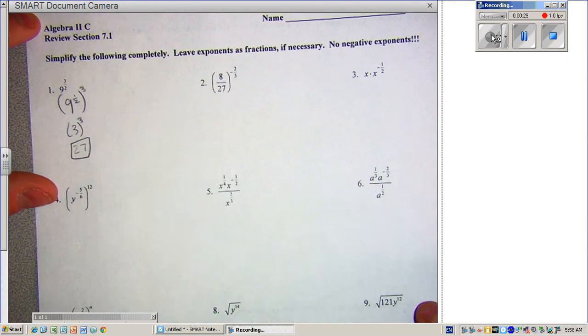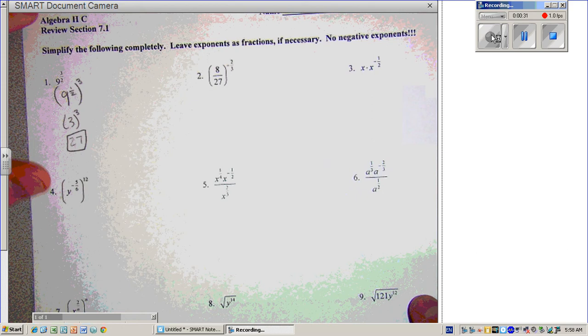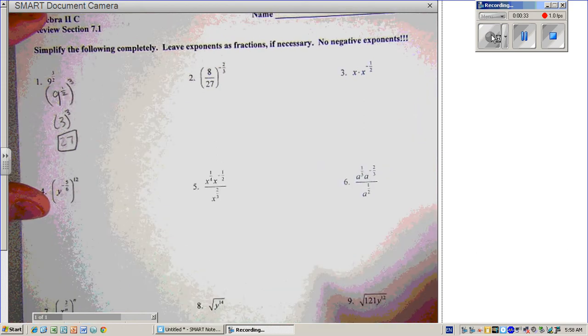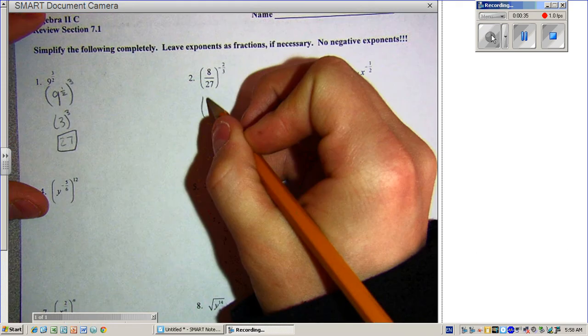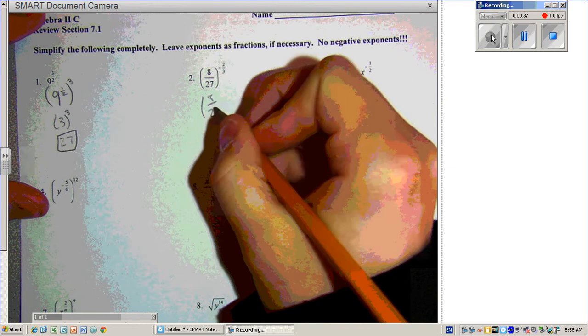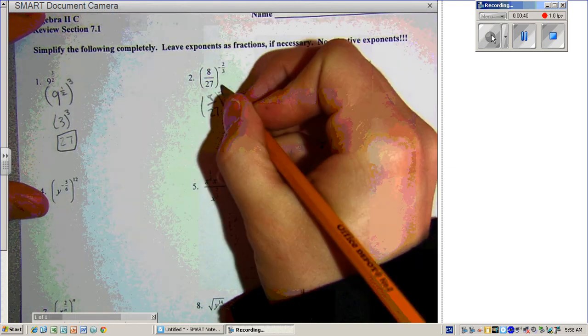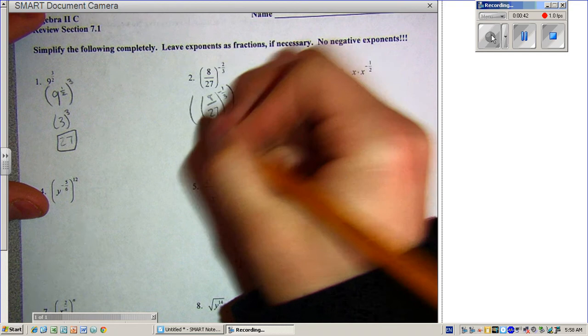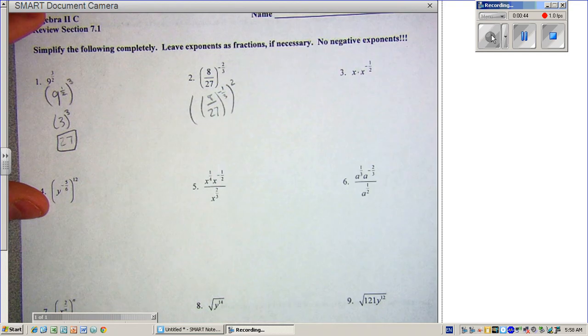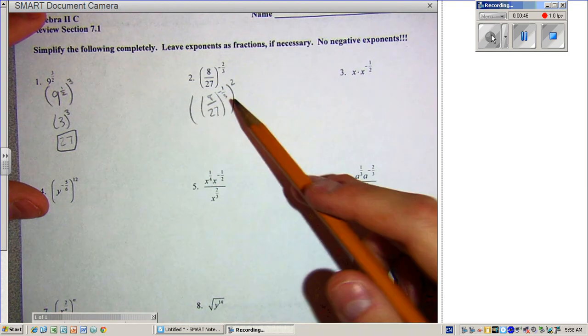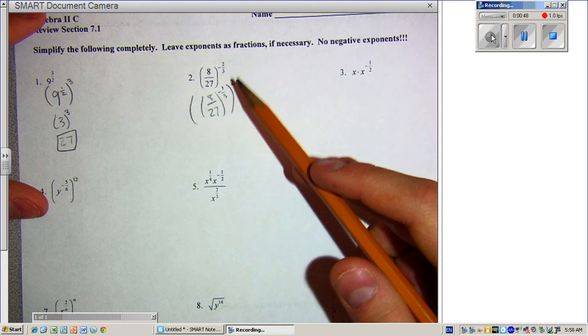Okay, next is 8 over 27 raised to the negative 2/3. I'm going to do the exact same thing that I just did. Break it up to 8 over 27 raised to the negative 1/3, and I'm going to raise that to the positive 2. And you'll see that if I were to multiply negative 1/3 and 2, that would give me the negative 2/3.